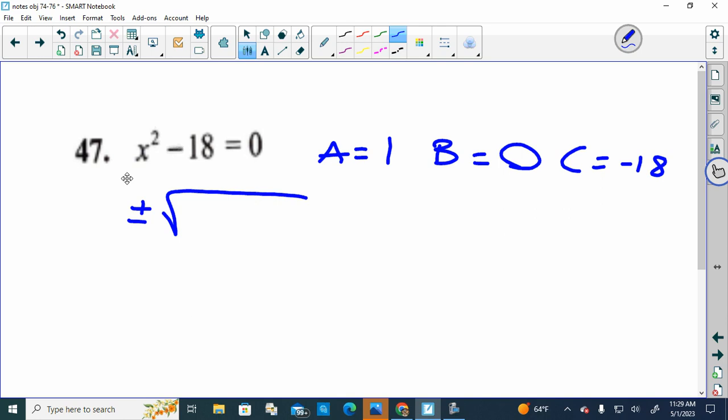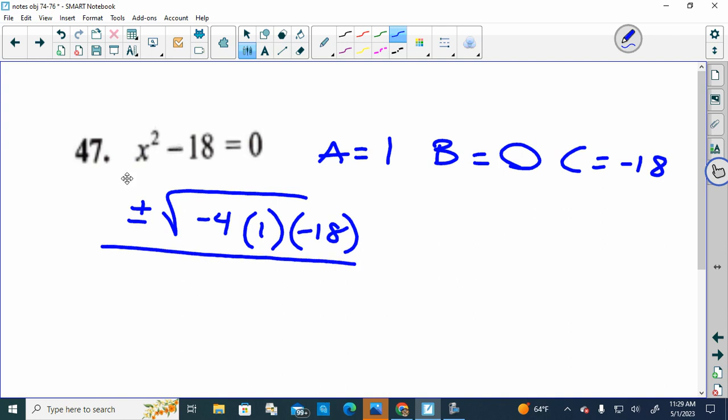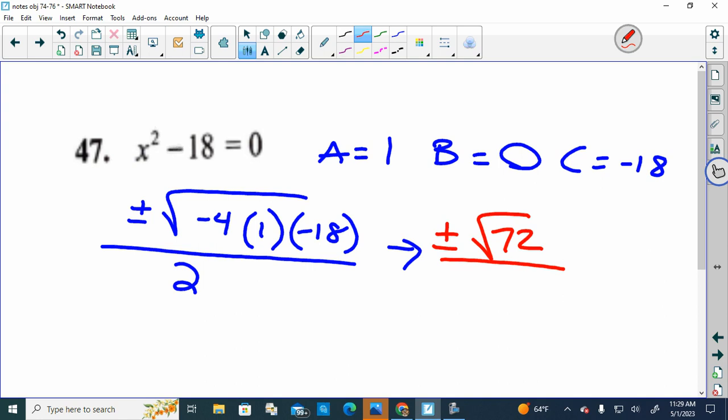Okay, what's the first thing I square? B, right? It's B squared. Is there anything? No, because 0 squared is not going to be there. So then I have the negative 4 times A times C. And all of that's over 2 times A, so 2 times 1 is 2. So I don't have that first part, and I don't have the B squared, but I still have the rest of it. So a negative times a negative is going to give me a positive, and you're going to go 4 times 18. We got what? 72. Okay, so positive and negative, the square root of 72 underneath there, over 2.